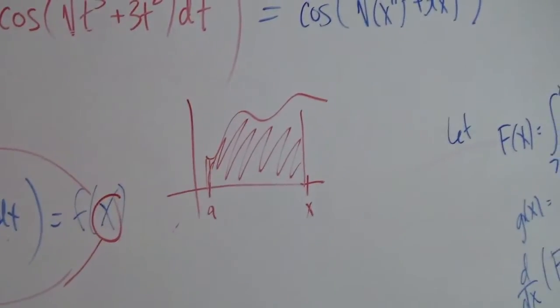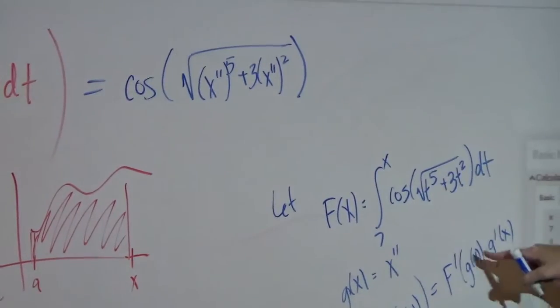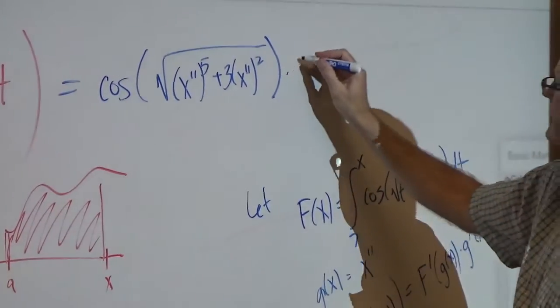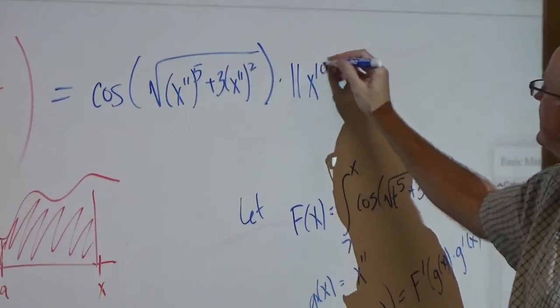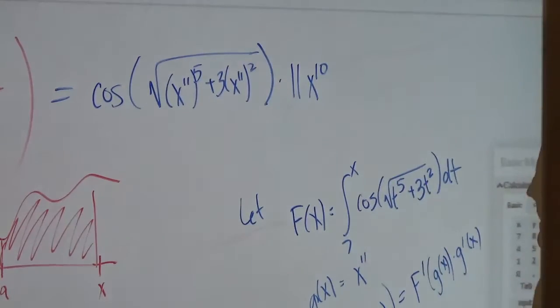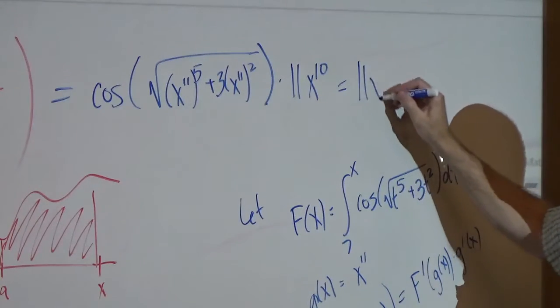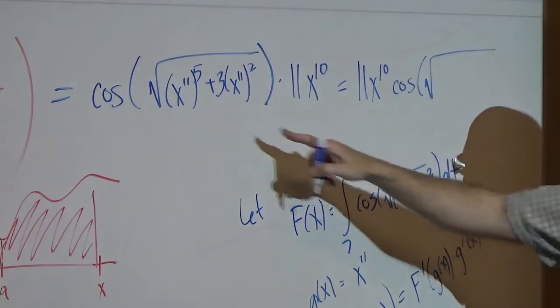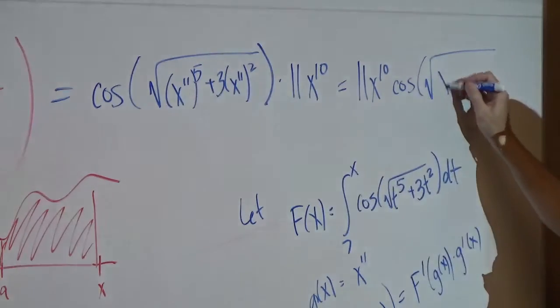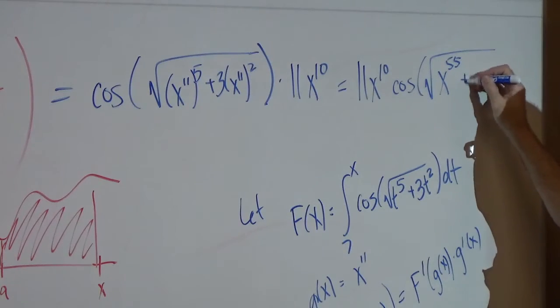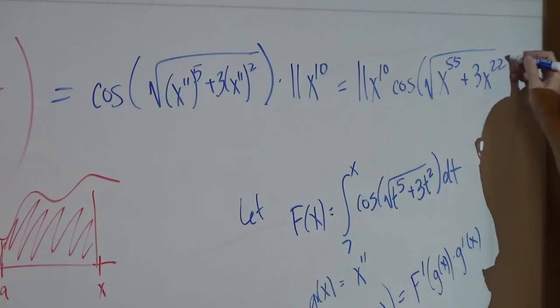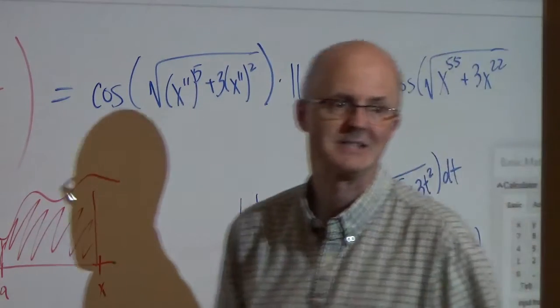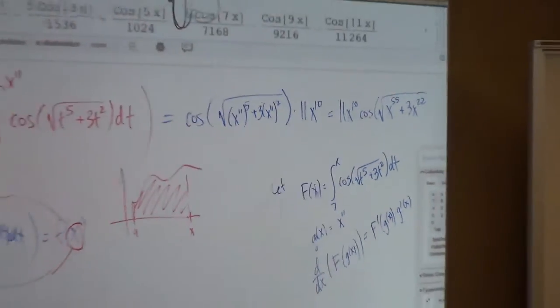Then the chain rule says multiply times the derivative of the inside function being x to the 11th, to get 11x to the 10th. Now just simplify a little bit. 11x to the 10th, cos, square root, multiply those exponents, x to the 55th power plus 3x to the 22nd power. Yikes. That is the answer. I do believe I did not make a mistake.